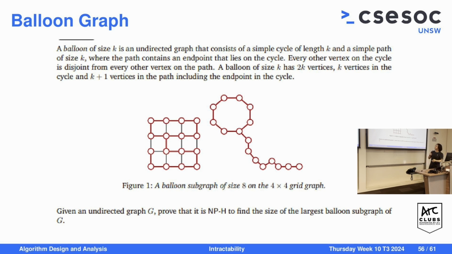Figure 1 shows a balloon. Given an undirected graph G, prove that it is NP hard to find the size of the largest balloon subgraph of G. Here's our problem: prove that it is NP hard. How can we do this?